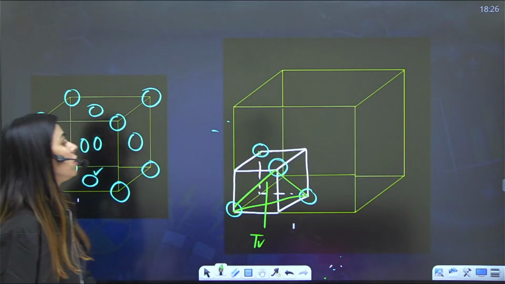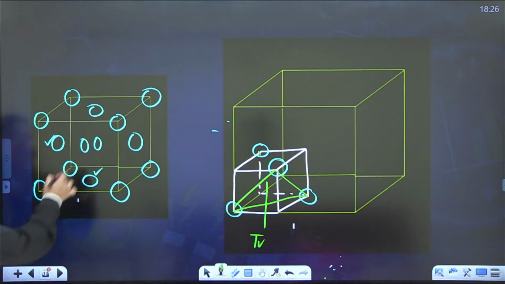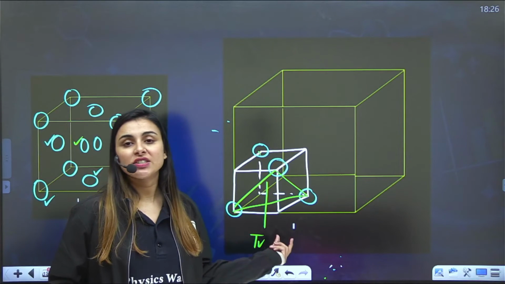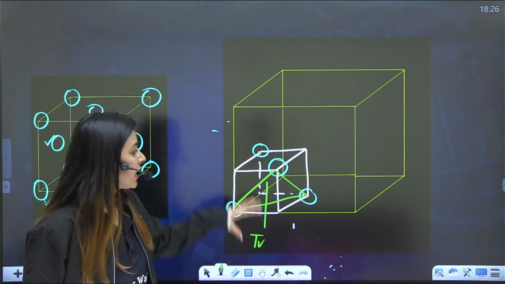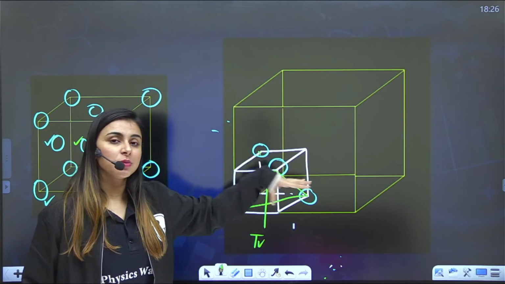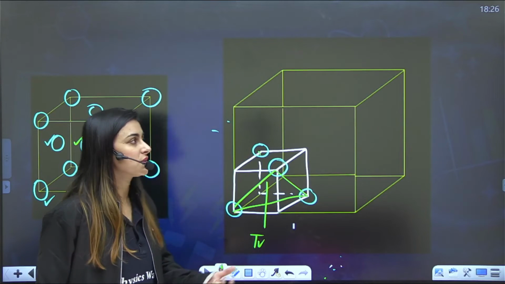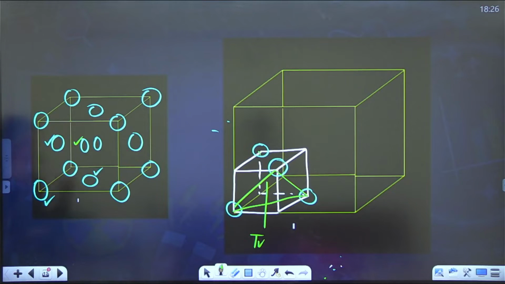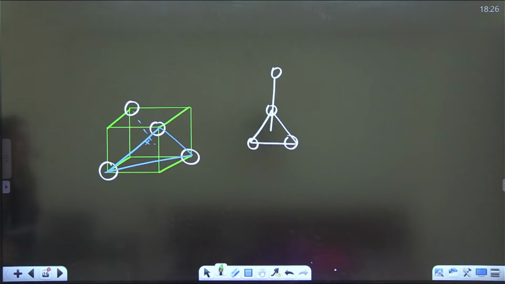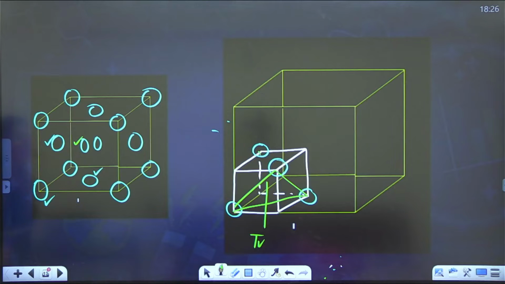I hope you're clear. I tried to show you how I have made the imaginary cube and how I have imagined the tetrahedral void. Okay, yes. 8 mini cubes. Center of each mini cube will give me one tetrahedral void. So total 8 tetrahedral voids. Okay, yes. So if you want to draw it, you can draw it. First, you want to draw the imaginary cube. Then you can draw this.